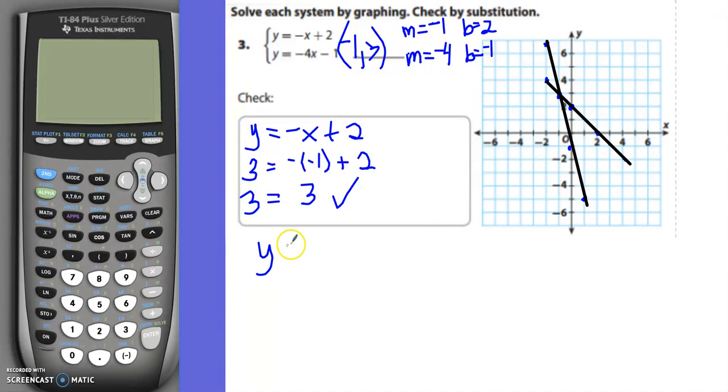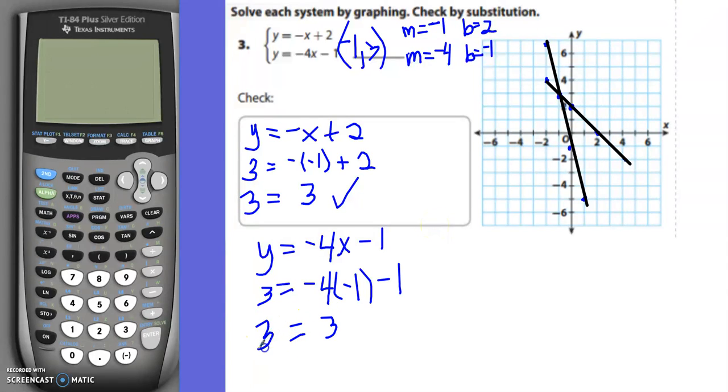Alright, we can check with the second equation. Negative 4x minus 1. So negative 4 times negative 1 minus 1. Negative 4 times negative 1 is 4. 4 minus 1 is 3. 3 does equal 3. The point of intersection is negative 1, 3. Alright, let's take a look at the last one.